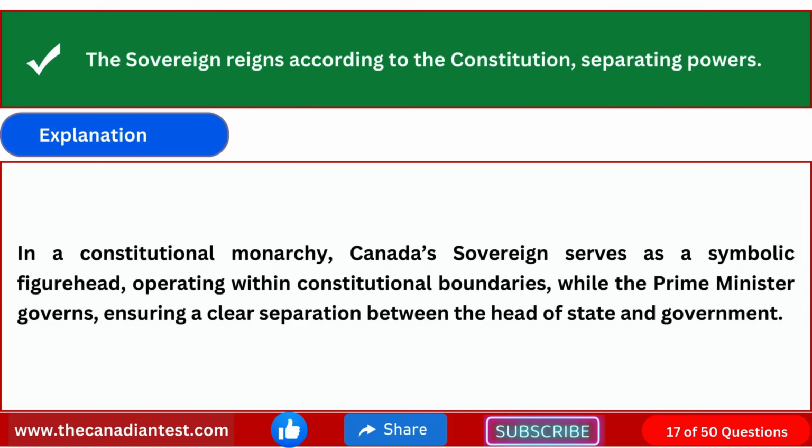The correct answer is, the sovereign reigns according to the Constitution, separating powers. Explanation: in a constitutional monarchy, Canada's sovereign serves as a symbolic figurehead, operating within constitutional boundaries, while the Prime Minister governs, ensuring a clear separation between the head of state and government.